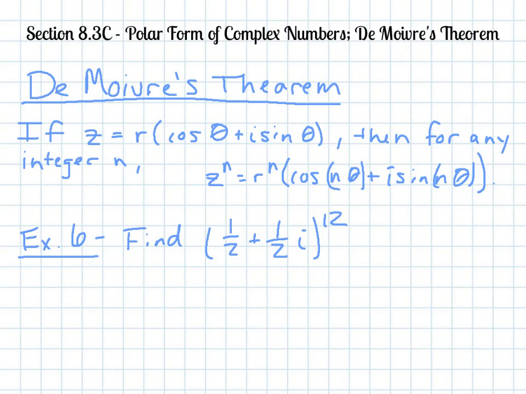So it's kind of like taking the multiplication of this polar form complex number times itself, and doing it n times. You're just compacting it into a simpler form.